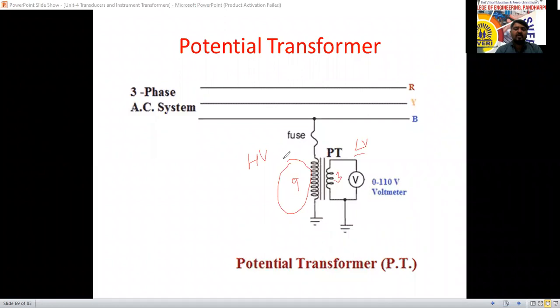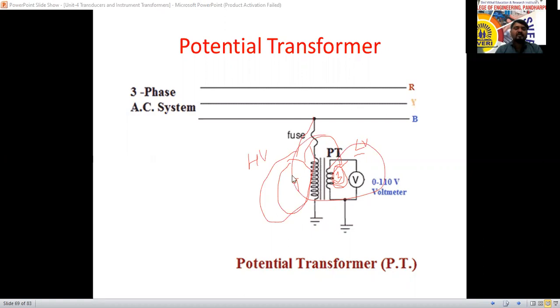The primary is connected to the line, which is at higher voltage, and the secondary reduces the higher value of the line into a safe value, as per the requirement, or a lesser value. So this is called the potential transformer construction and working. The same thing is written here.